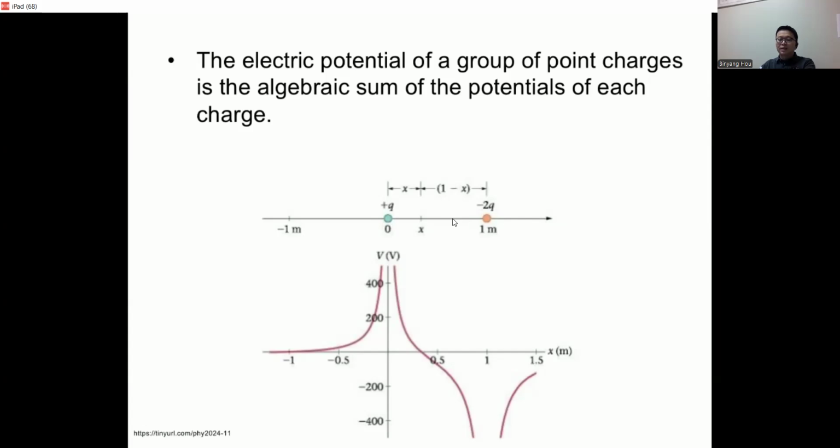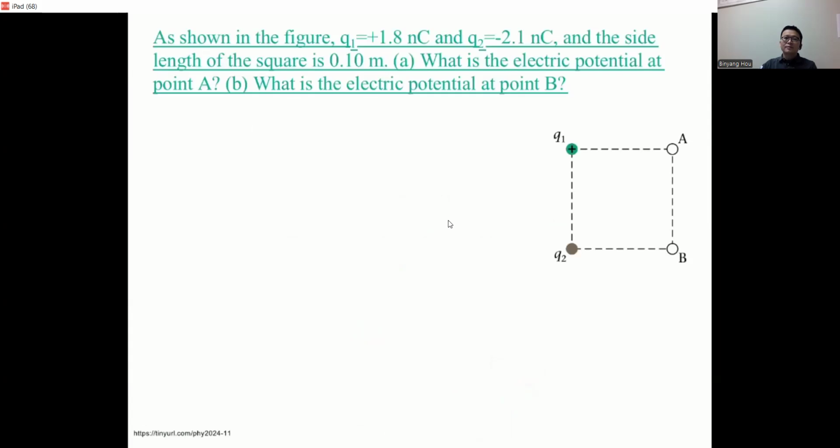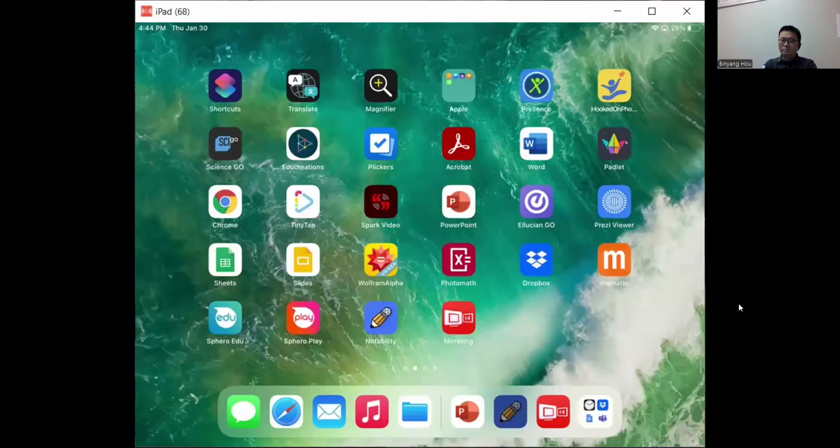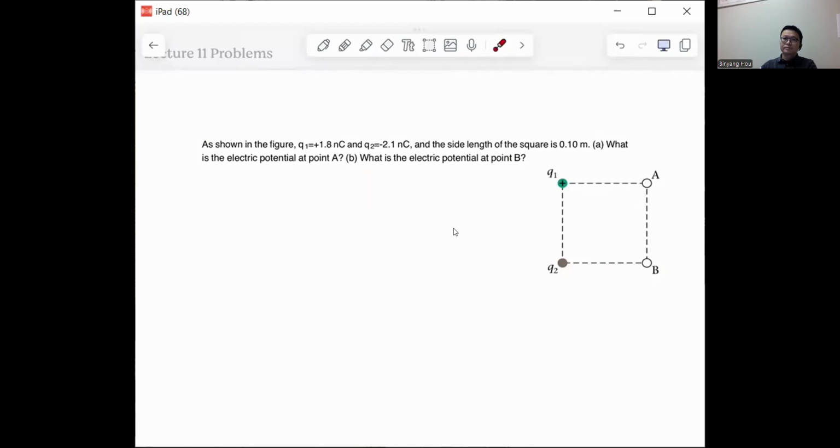Okay, should be positive. All right, let's take a look at one example here, and then you will be familiar with how to solve a problem like this. So I'm going to switch to my notes here.